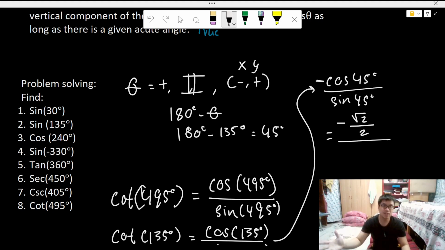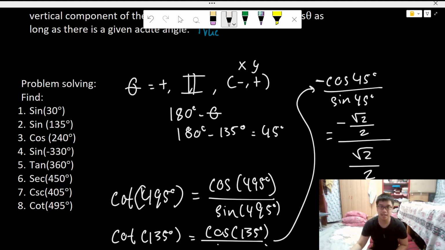Now, how about sine of 45 degrees? You count from here: 0, 1, 2. This is 45 degrees. So stop right there. Square root it, you will have square root of 2, divided by 2, you will have square root of 2 all over 2. So here, if you divide them, your answer would be negative 1.